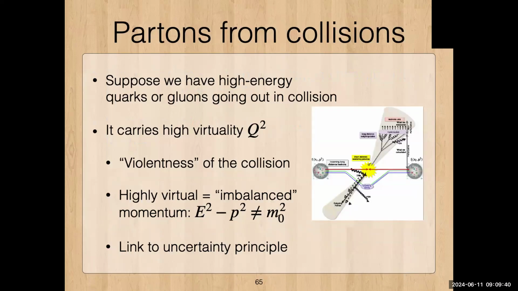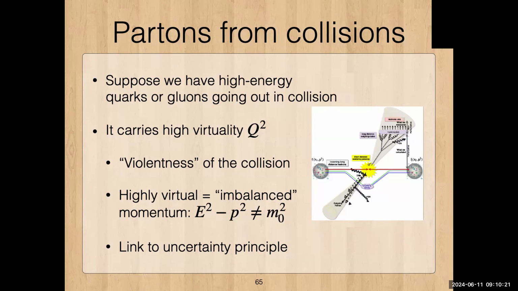Suppose we have some collision, and then we knock out a highly virtual parton. The parton is called a gluon, and it carries a high virtuality Q squared. In layman's terms, this Q squared is essentially how violent the collision is. A little more precisely, it's highly virtual, meaning the energy-momentum relation is highly imbalanced. If you calculate E squared minus P squared, it will not be the rest mass squared. It will be some other number, and the difference shows you how off-shell it is.